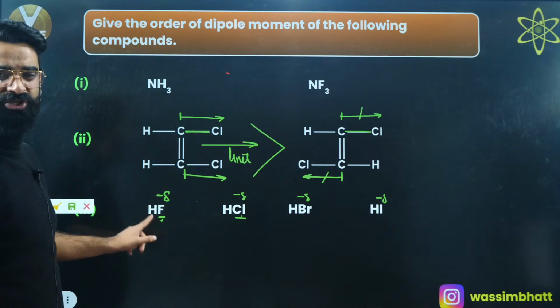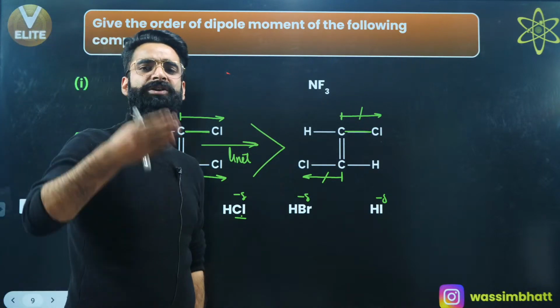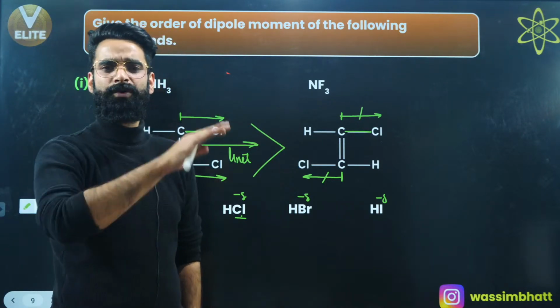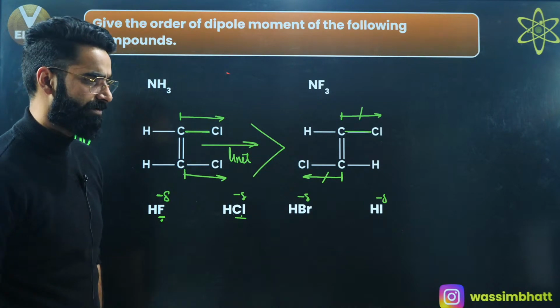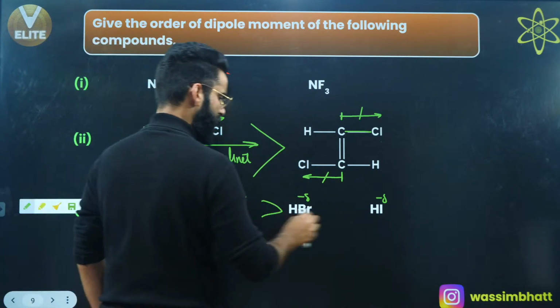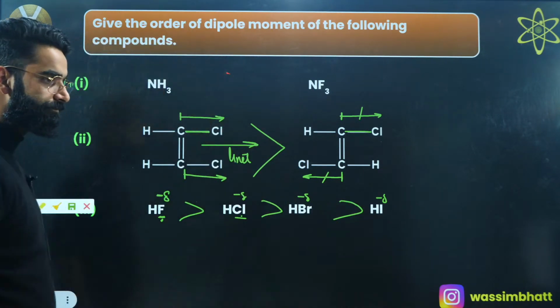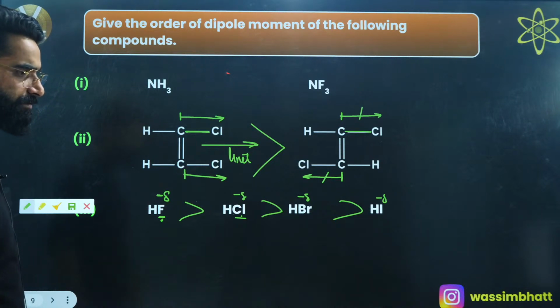So fluorine has got more charge, and we know dipole moment is the product of charge and distance. The more the charge, the more the dipole moment, right? As simple as that. So what is the order of the dipole moment? This is the order of the dipole moment, correct? Yes, as simple as that.